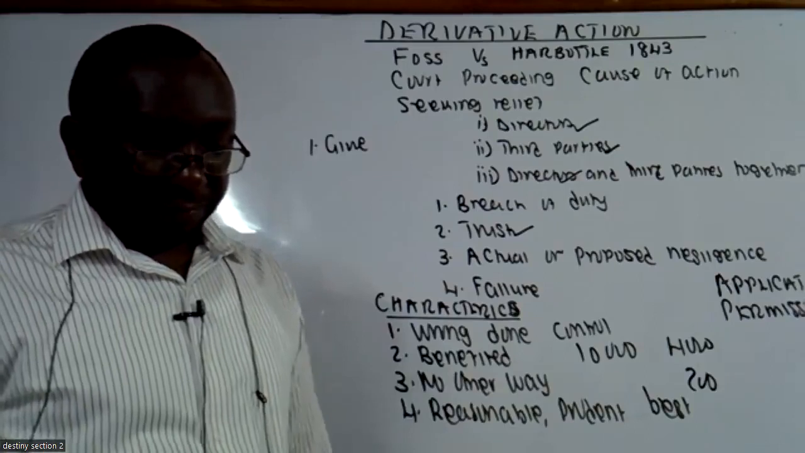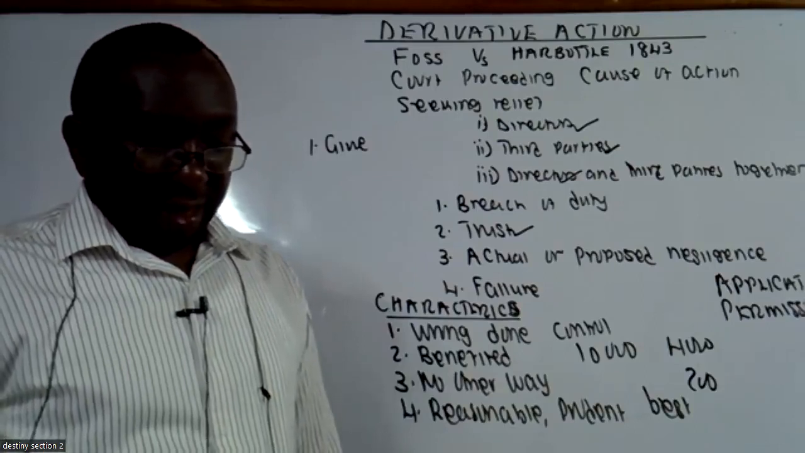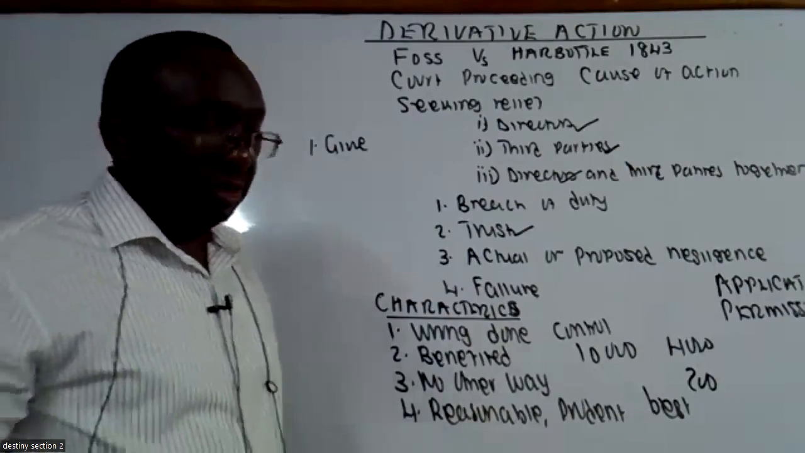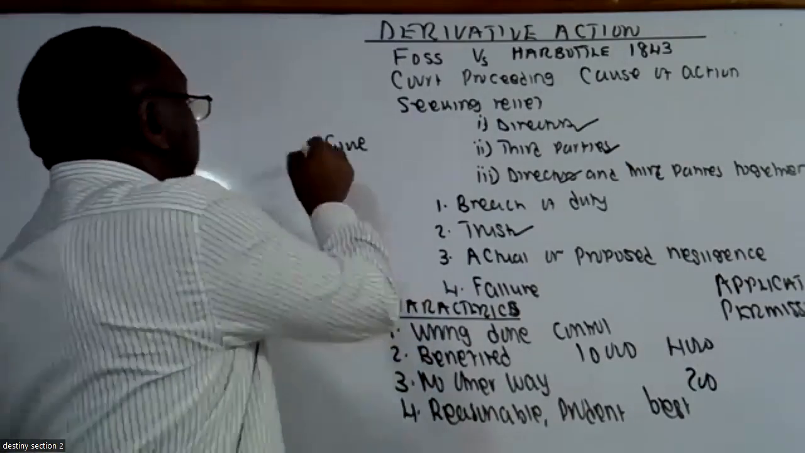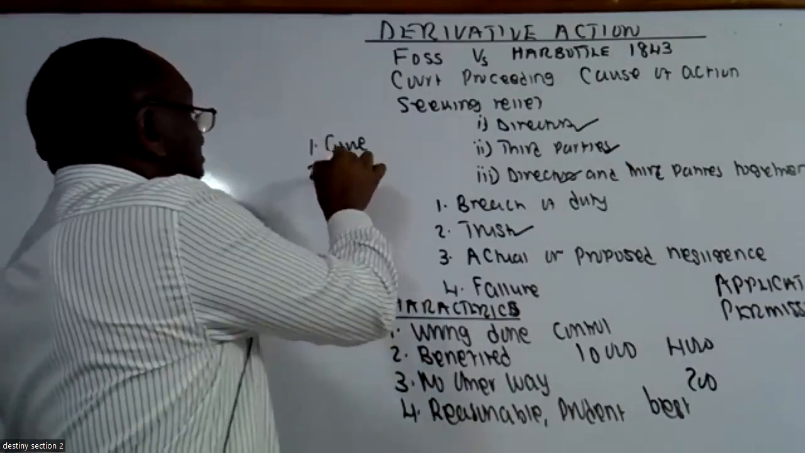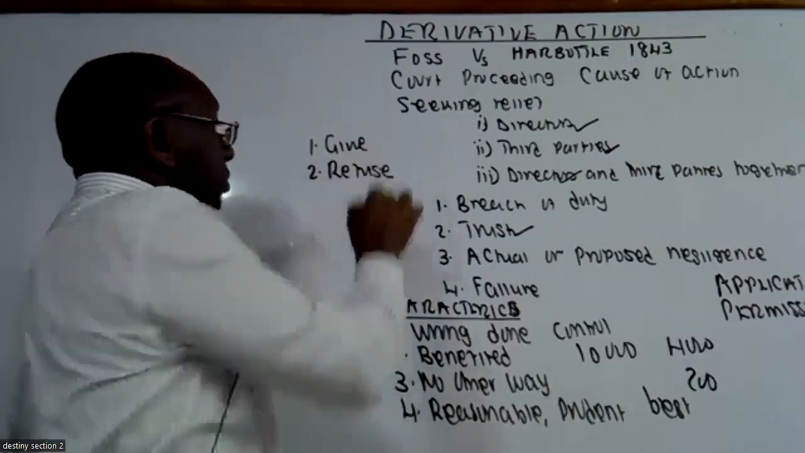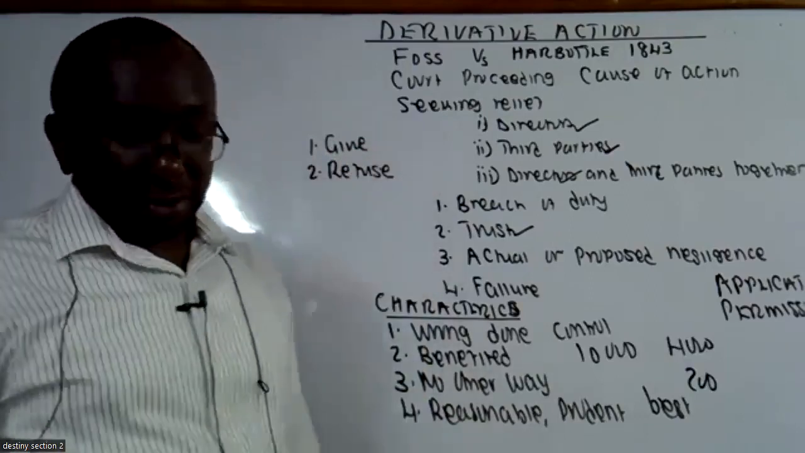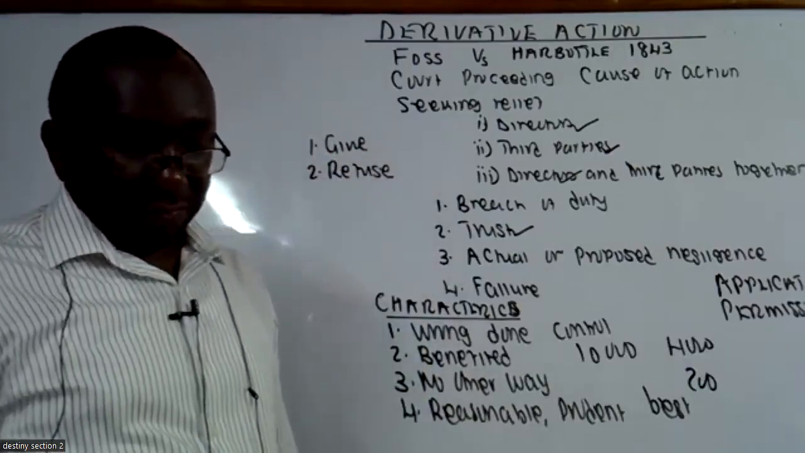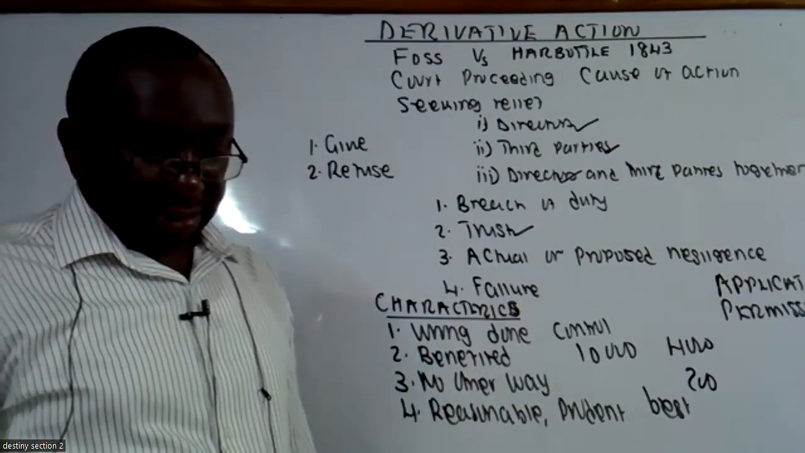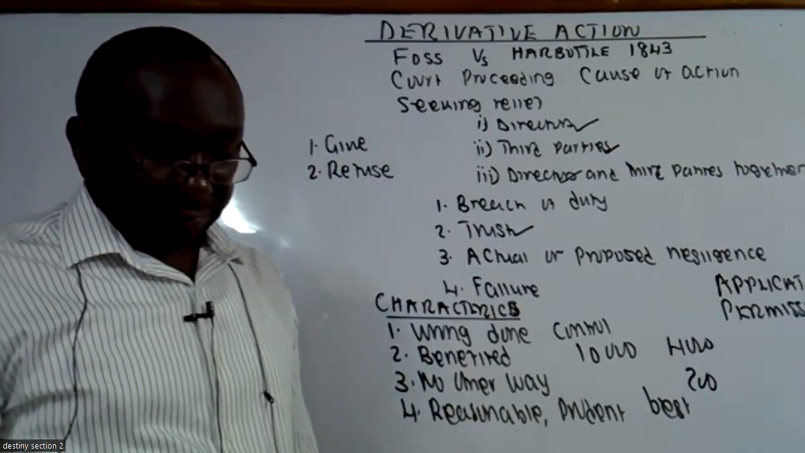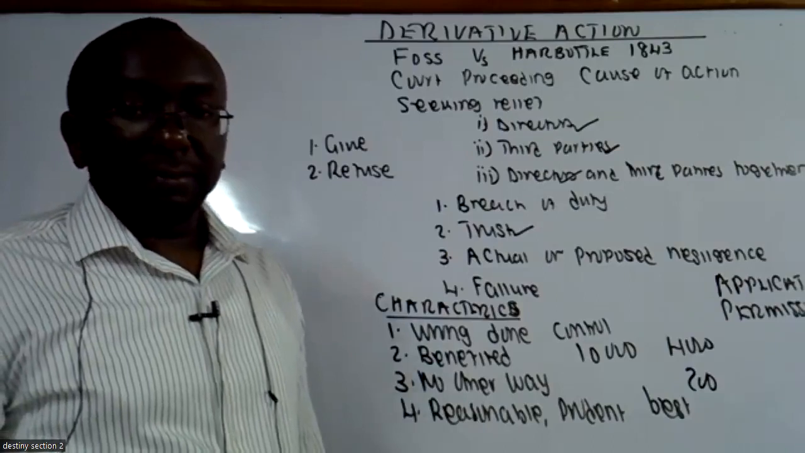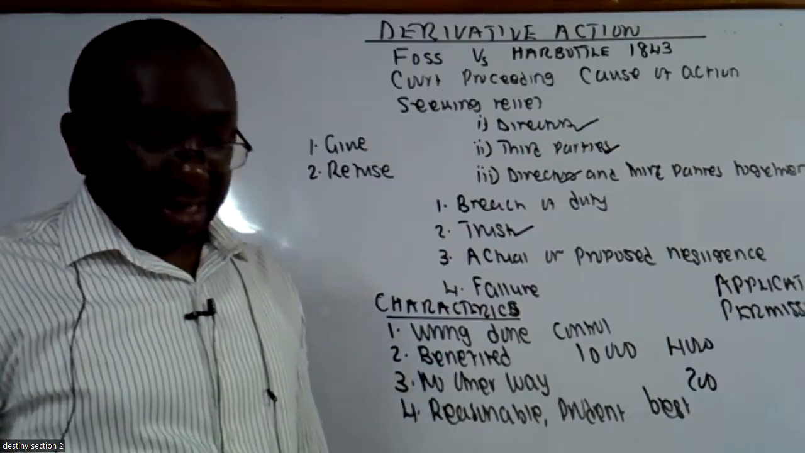Number two, refuse the permission to continue and dismiss the claim.